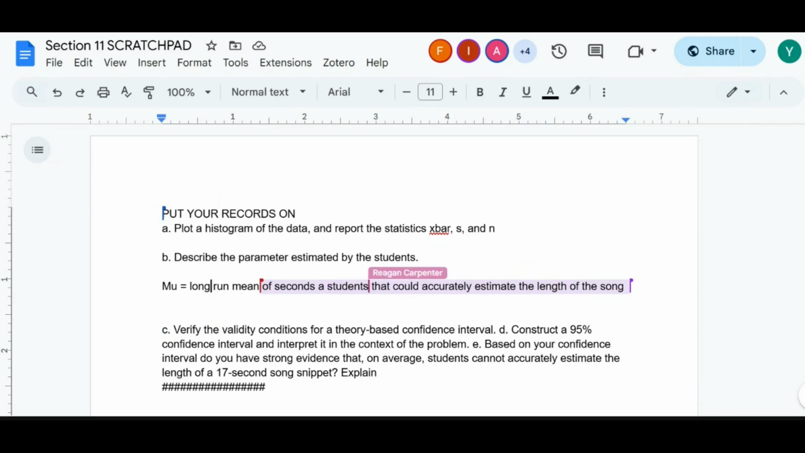Okay, good. We're getting closer. Will you need the phrase could accurately estimate actually? Did you care about that?